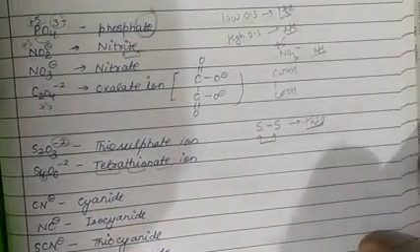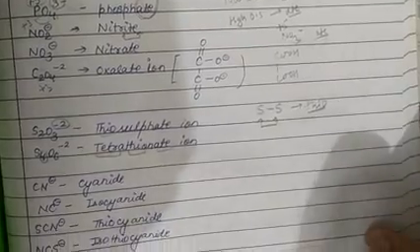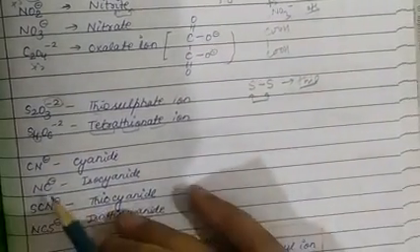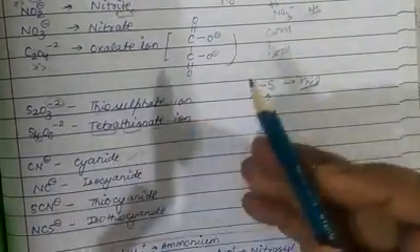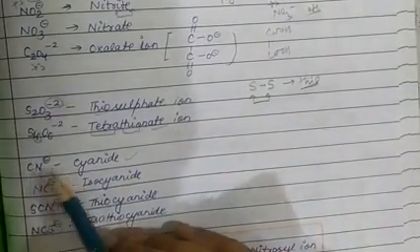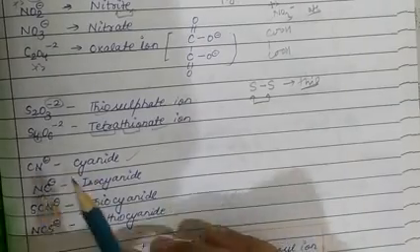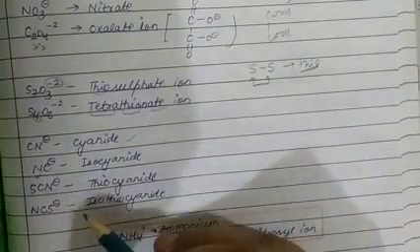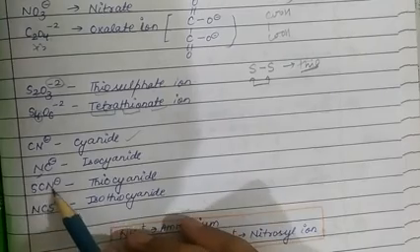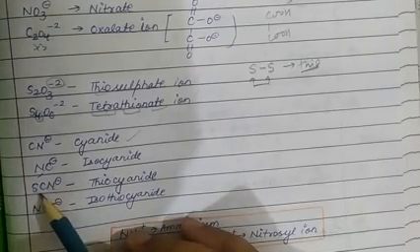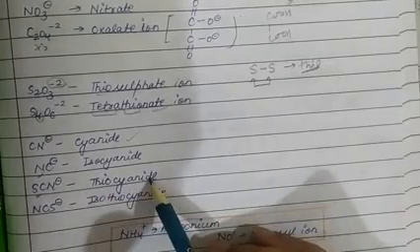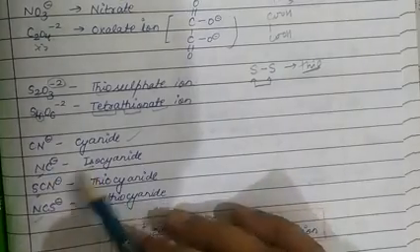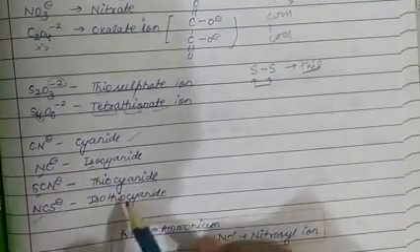See the next ion. The next ion is CN negative. CN negative we call radical as cyanide. When it is connected to carbon, cyanide. When it is connected to nitrogen, we call it isocyanide, carrying 1 unit of negative charge. See the next is SCN negative. When it is connected to S, we call thiocyanide. While it is connected to N, when N is used, we use iso, so we call isothiocyanide.